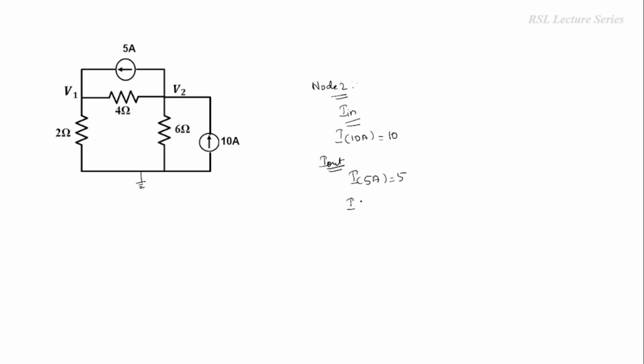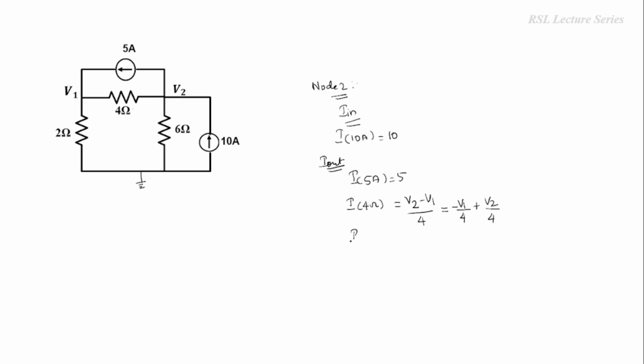So next we have to find out current flowing through 4 ohms resistor. So now this 4 ohms resistor is connected in between node 1 and node 2 as already discussed. So the voltage across this is given by V2 minus V1 divided by 4. While writing for node 1, we have considered the voltage as V1 minus V2. While writing for node 2, we have to consider this one as V2 minus V1. So this will be equal to minus V1 by 4 plus V2 by 4.